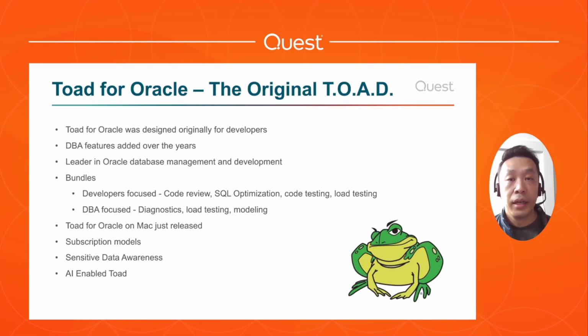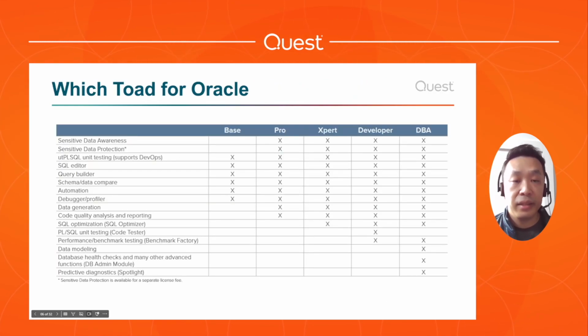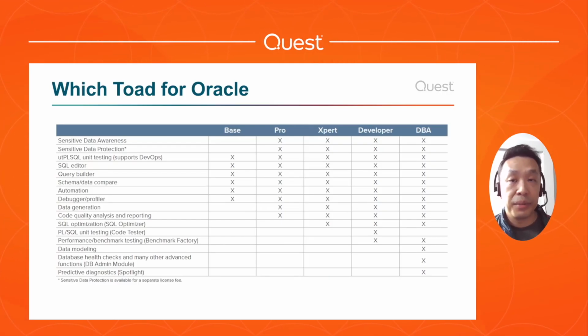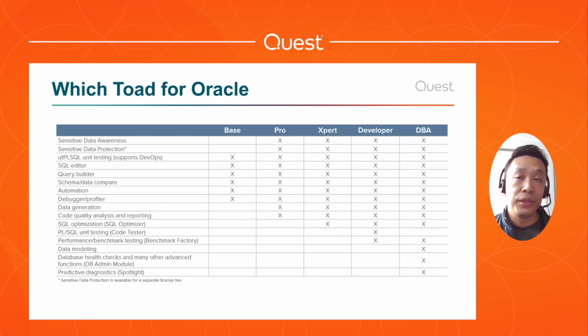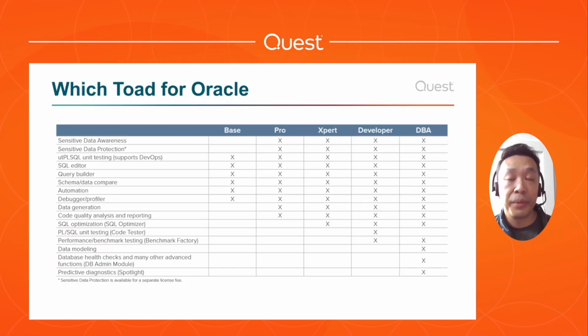This is running down the different editions of Toad once again. The two on the left, the base edition and pro edition, are a lot of times what people are familiar with, right? A lot of developers and DBAs might be on that edition. Then there's the expert edition that adds in the SQL tuning and SQL optimizer, which can be really helpful. It takes your code and automatically gives you suggestions on how to make that code better. And then we've talked about the developer edition that has developer features like code testing and code scaling testing solutions.